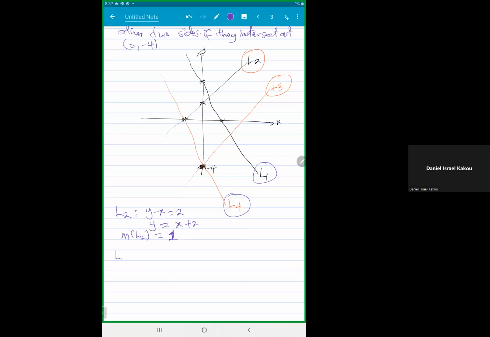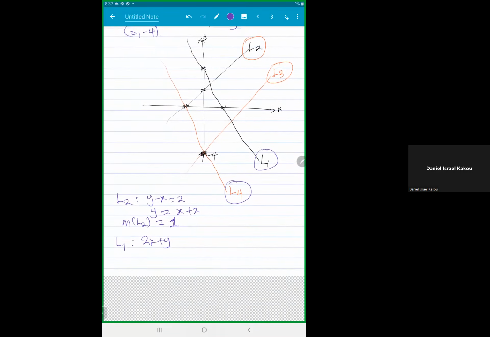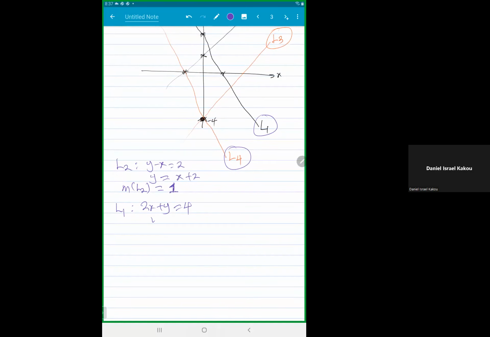And for L1, we have the equation of the line to be 2x plus y equal to 4. And I want to make y the subject. So as I make y the subject, I have minus 2x plus 4. And that means the gradient of L1 is equal to minus 2.